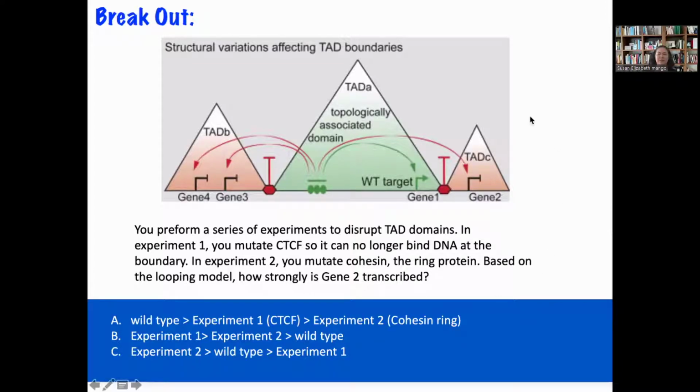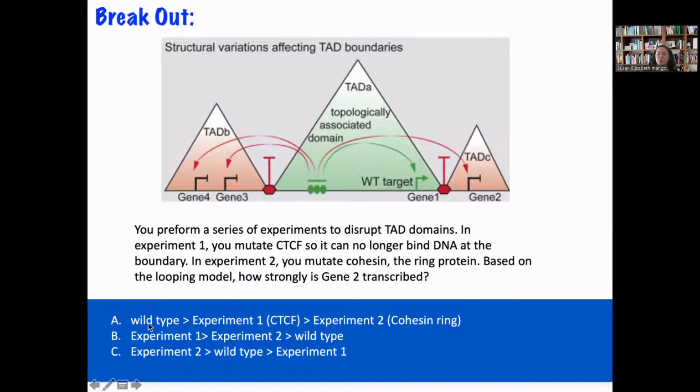All right, so here it is. You're studying this region of the chromosome. And you perform a series of experiments to disrupt the TAD domains. So in your first experiment, you mutate CTCF so that it can no longer bind DNA at the boundary. And in a second experiment, you mutate cohesin, the ring protein. So based on the looping model I just showed you, what do you think happens to transcription of this gene 2?